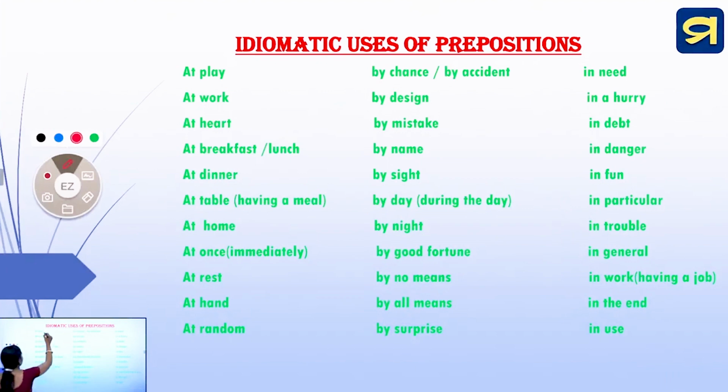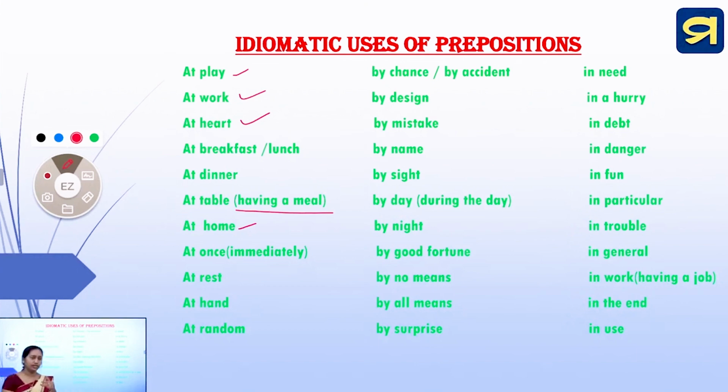At play, at work, at heart, at breakfast or lunch, at dinner, at table. So at table means having a meal. Next, at home. At once. At once means, students, immediately.